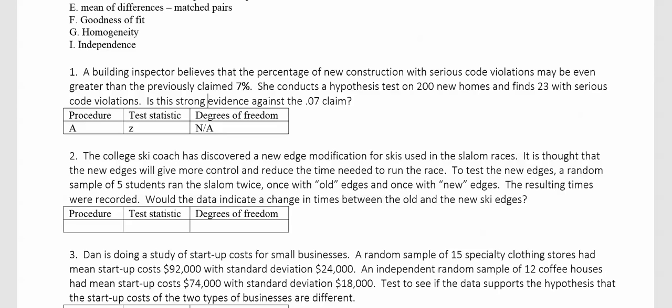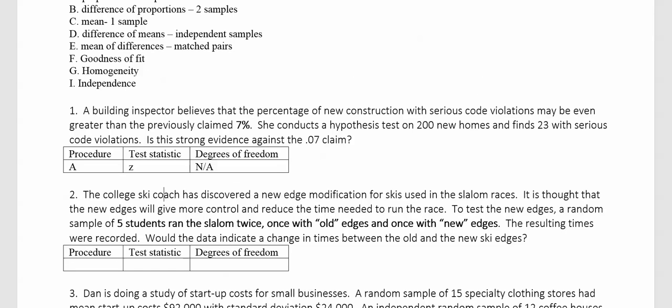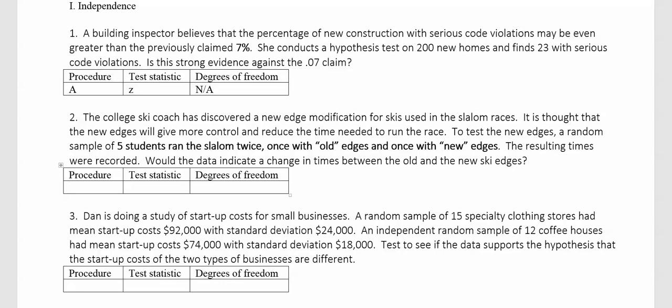So we're looking at a 2-sample process, which then brings us to, well, is it dependent or independent data? And because it's the same 5 students that ran the same course twice, once with the old and once with the new, that's actually dependent. The time you get for the new edge is going to be related to the time you get with the old edge, right? Same person doing the same race. So this would be a matched pairs test, or a mean of differences test. So that's E on my little chart here.